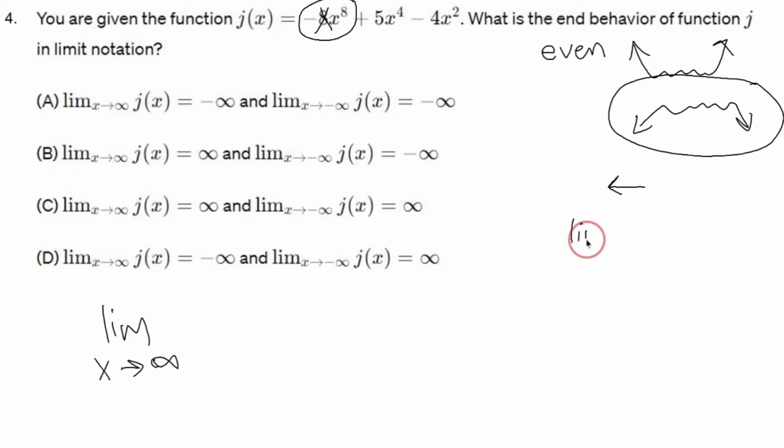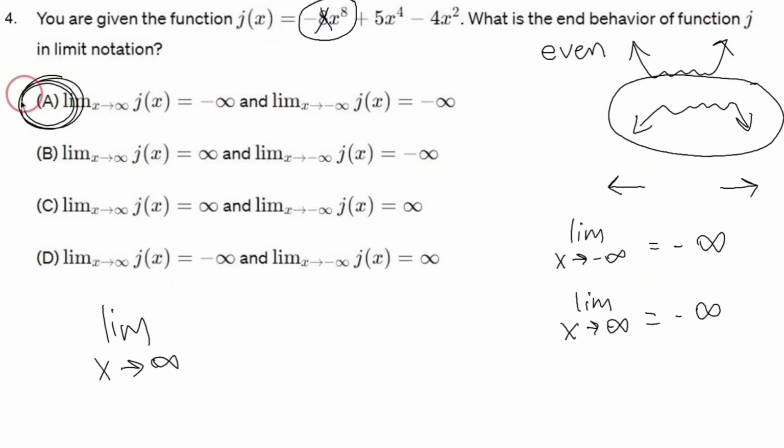As I move to the left, as the limit approaches negative infinity, we are also going downward, which means it's going towards negative infinity. And in this case, as I move to the right side without bound, as x approaches infinity, we are also moving downward, which means we're also approaching negative infinity. So the limit as x approaches negative infinity of j of x, and the limit as x approaches infinity of j of x, is also going to be negative infinity. So we need the ones with those negative infinities, and there you are, it's A.